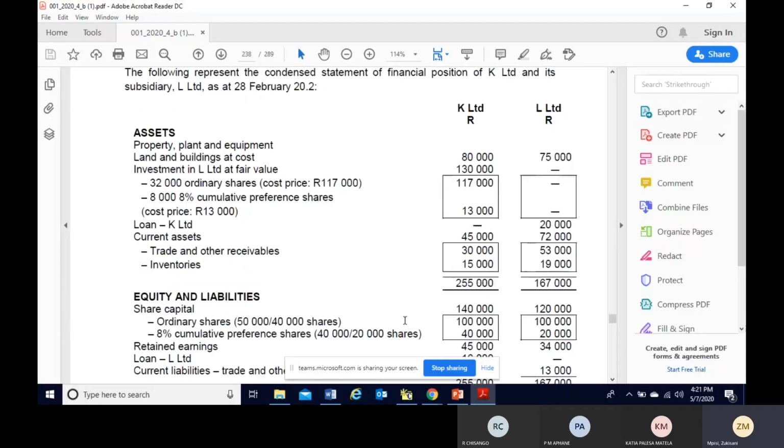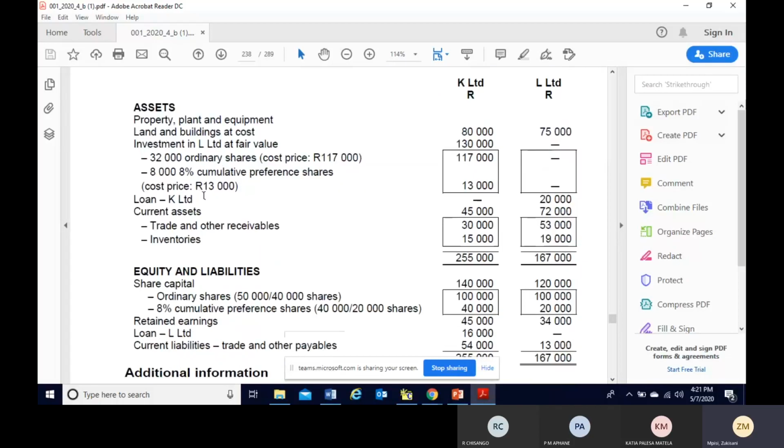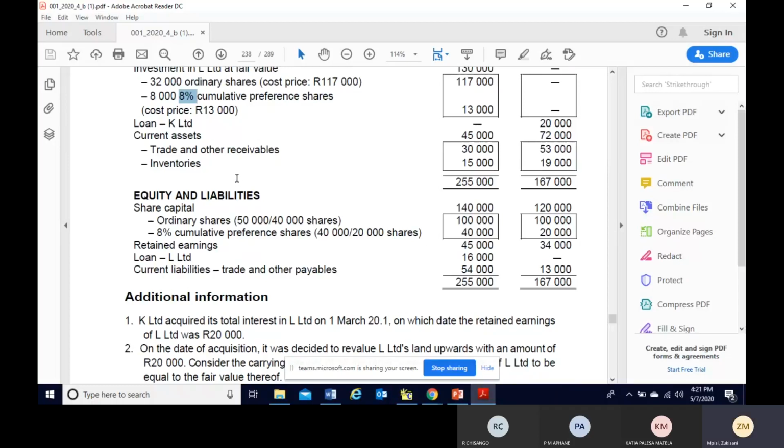So we are given land and buildings at cost, 80,000 and 75,000. Investment in L Ltd at fair value. We are given ordinary shares. We are given 8% cumulative preference shares. We remember cumulative preference shares accumulate from the previous year. This 8% here signifies the amount of dividend that we are going to be paying. We've got a loan to K Ltd.